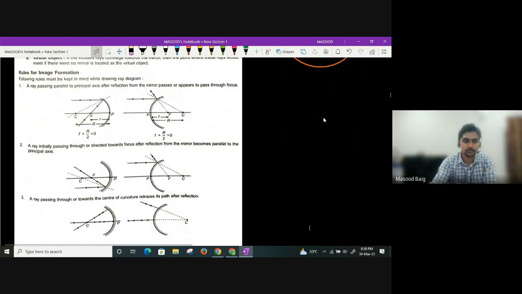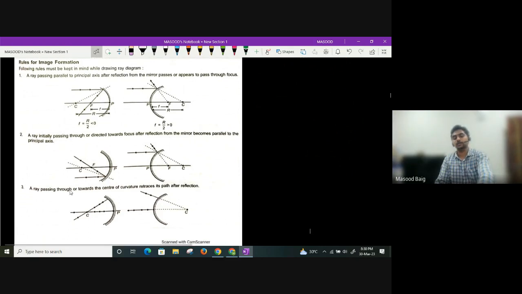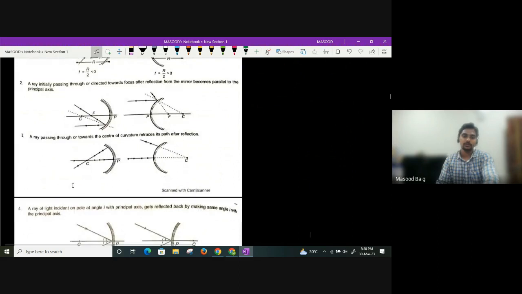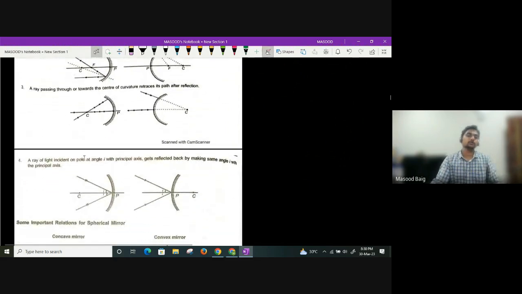Right. Now, as you can see, let us see the rules. There are basically four rules, guys, which you are already aware of. Now, you see in this case, a ray passing parallel to the principal axis, after reflection from the mirror, passes or appears to pass through the focus. This incident ray parallel to the principal axis, after reflection, converges at the focus or appears to diverge from the focus. In the same manner, whenever it is passing through the focus, the reflected ray will become parallel to the principal axis. If it is passing through the center of curvature, it is going to move undeviated, guys.